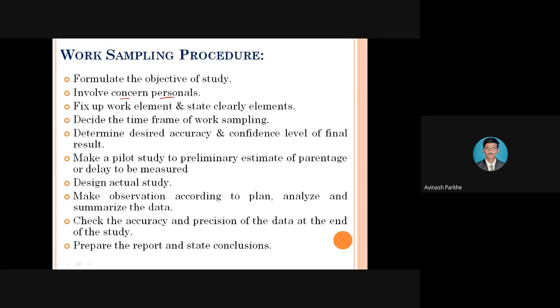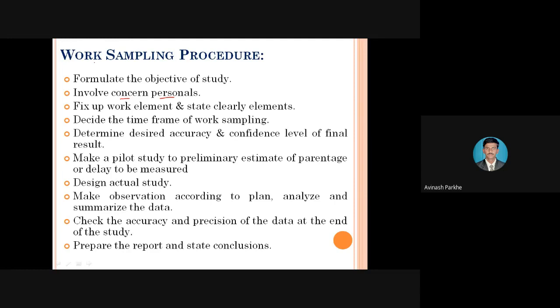Involve the concerned personnel. That means here, who is performing this particular activity, whether the operator is involved in this particular method or whether the supervisor is involved. The operator is continuously working on the machine. The third person, the supervisor or the management person, is visiting a number of times. Those who are making the observations, that person also we have to involve in this work sampling process. For the observation purpose, if the person is not available at that time, it is not possible to implement the work sampling process in the industry.